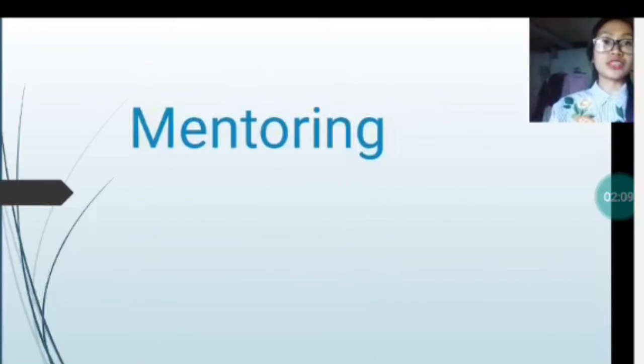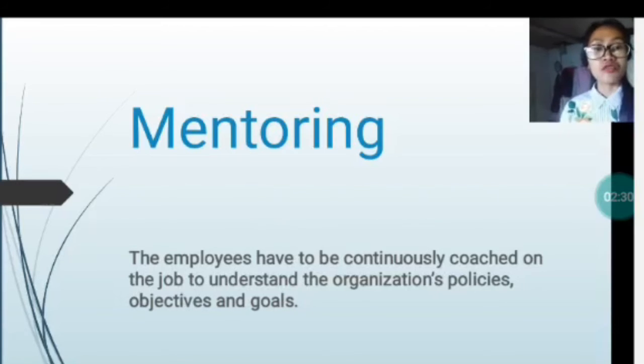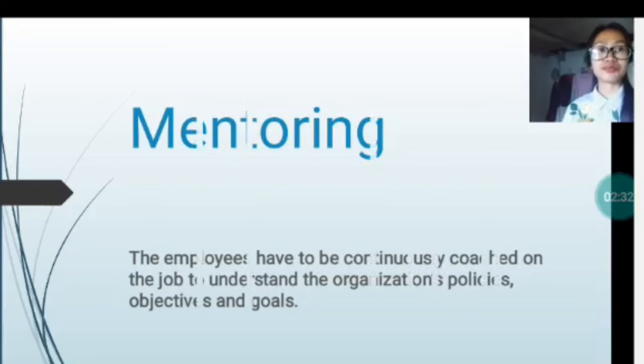Next is the mentoring. The employees have to be continuously coached on the job to understand the organization's policies, objectives, and goals. Therefore, the employees are freed from normal work and are deputed for undergoing trainings.